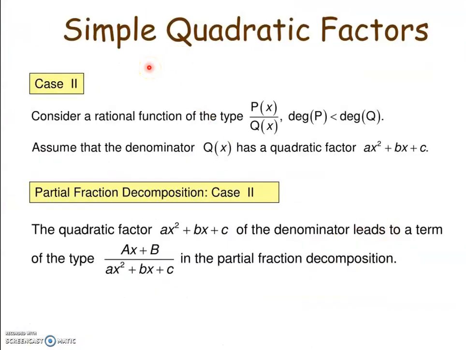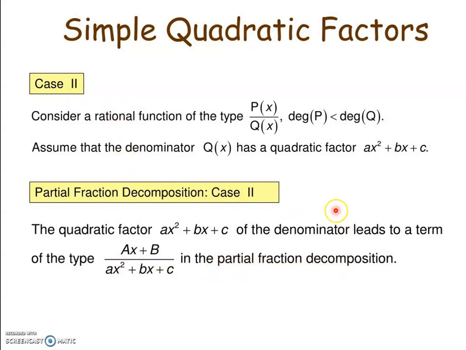So, a simple quadratic equation, that is the quadratic factor. Consider the first case: a rational function of the type p(x) upon q(x), degree of p less than degree of q. Assume the denominator q(x) has a quadratic factor ax square plus bx plus c. Second condition is what? Partial fraction decomposition case number two. The quadratic factor, that is ax square plus bx plus c, of the denominator leads to a term of the type ax plus b upon ax square plus bx plus c in the partial fraction decomposition.